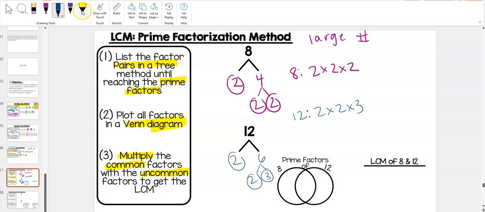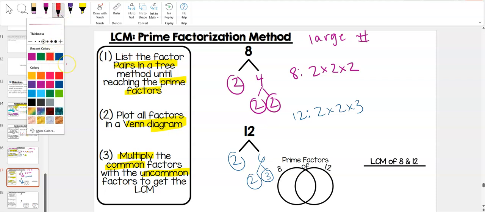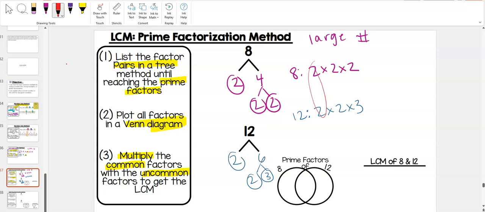Okay. Now this time I'm still sorting them in my Venn diagram, okay? But I am going to focus on those numbers they have in common again. So I'm looking for the numbers in common. So they have 2 sets of 2, and that's going to go in the middle. And then any number that's left over for 8 goes over here. And any number that's left over for 12 goes over here. And now, with our GCF, we multiply just the middle, but for LCM, we're going to multiply all of these numbers in this Venn diagram right here.